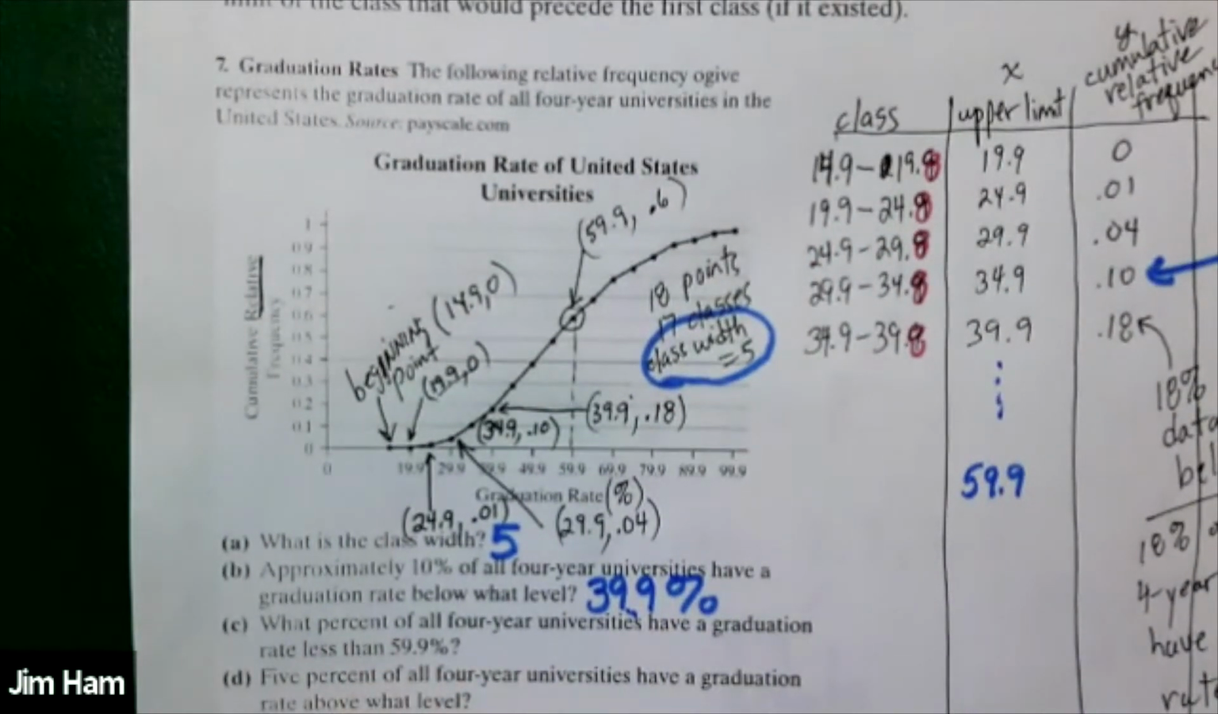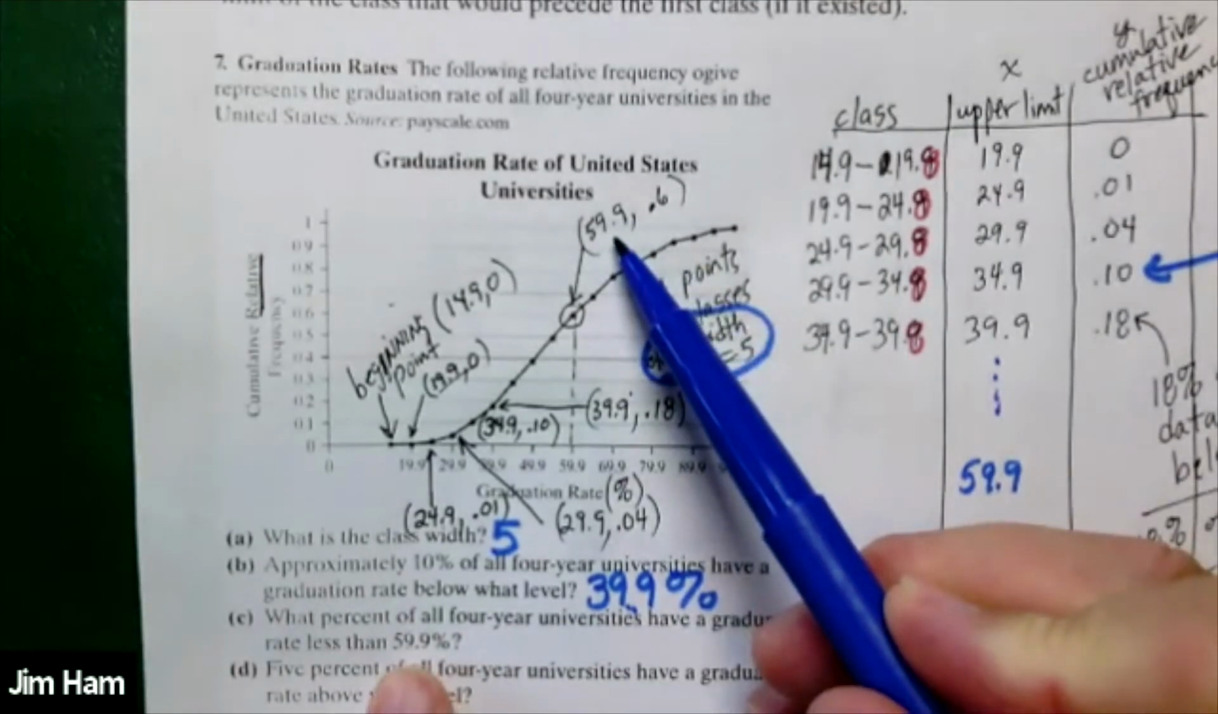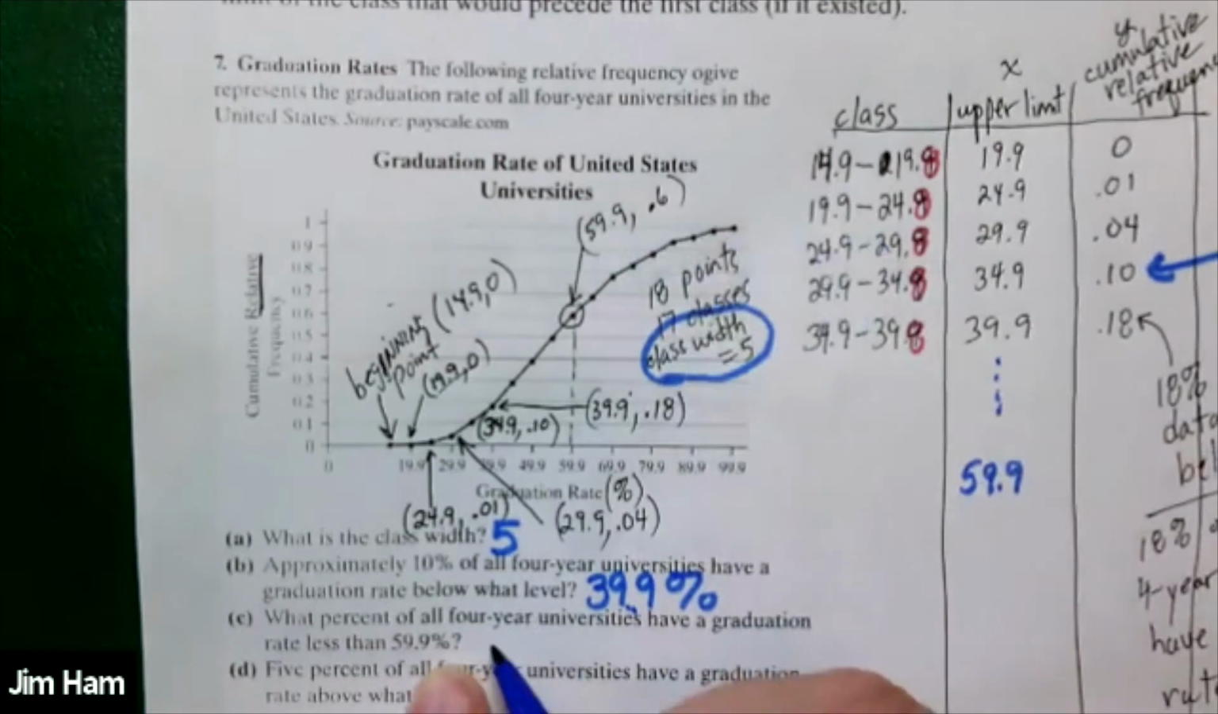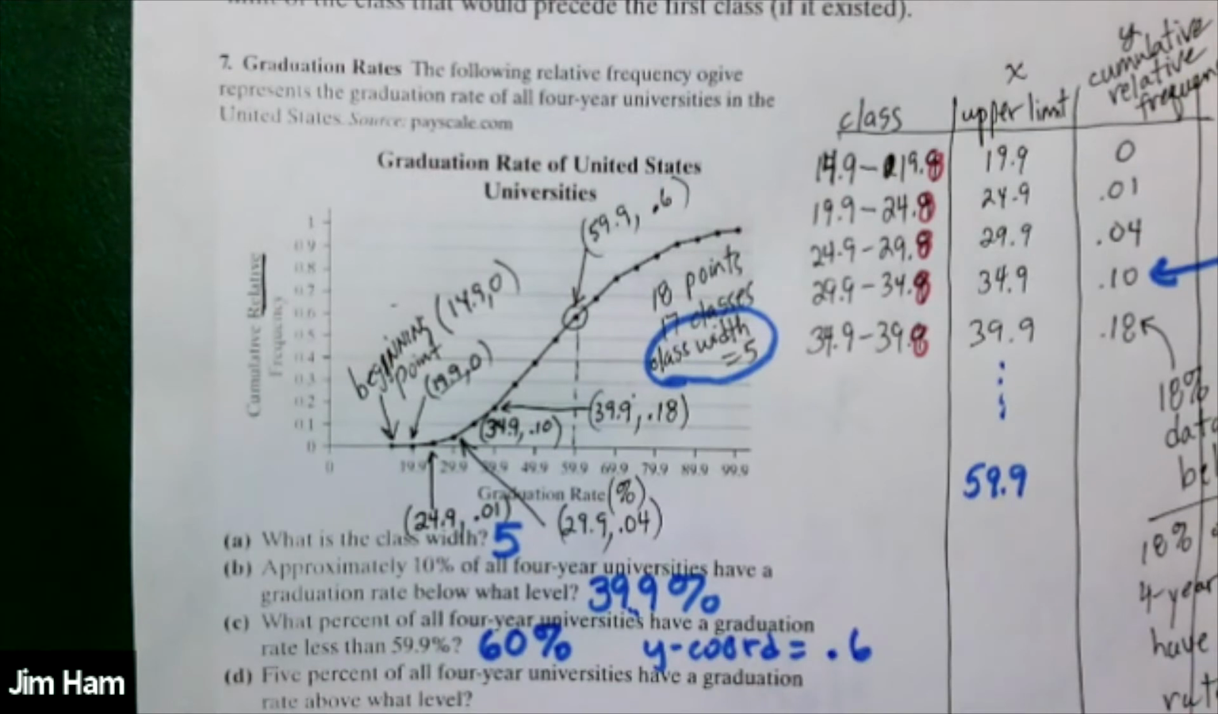What percent of all 4-year universities have a graduation rate less than 59.9? Well, it turns out that that is 60%, because the y-coordinate equals 0.6. And they didn't ask you for what the relative cumulative frequency is there. They asked you for a percent. So you really should report your answer as a percent.